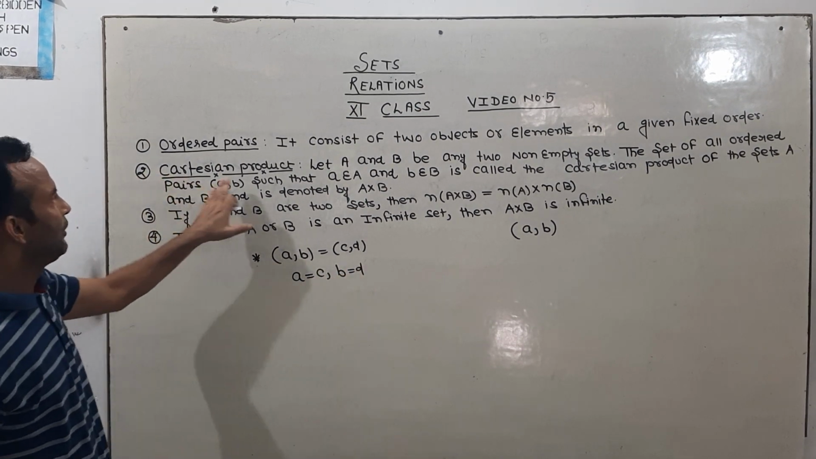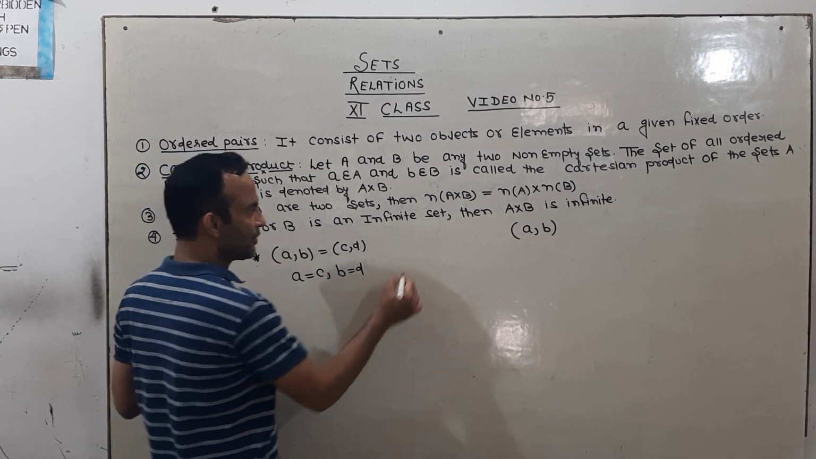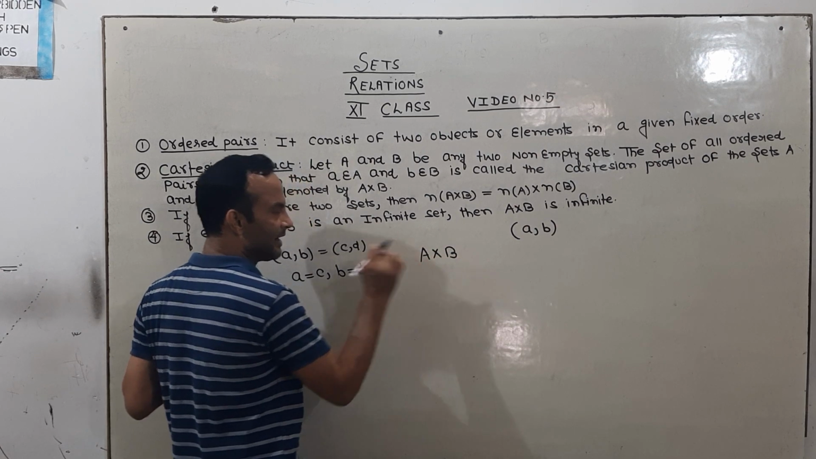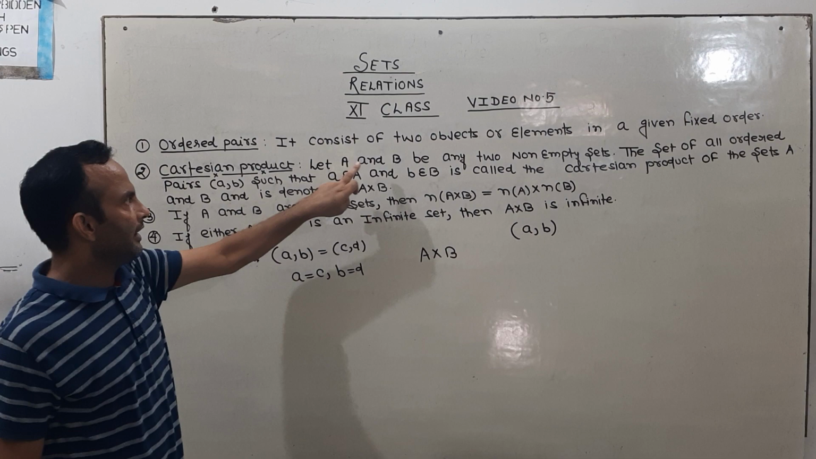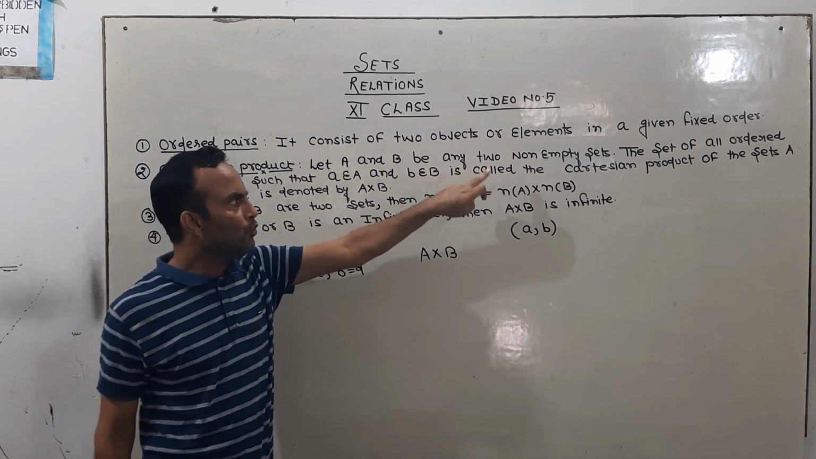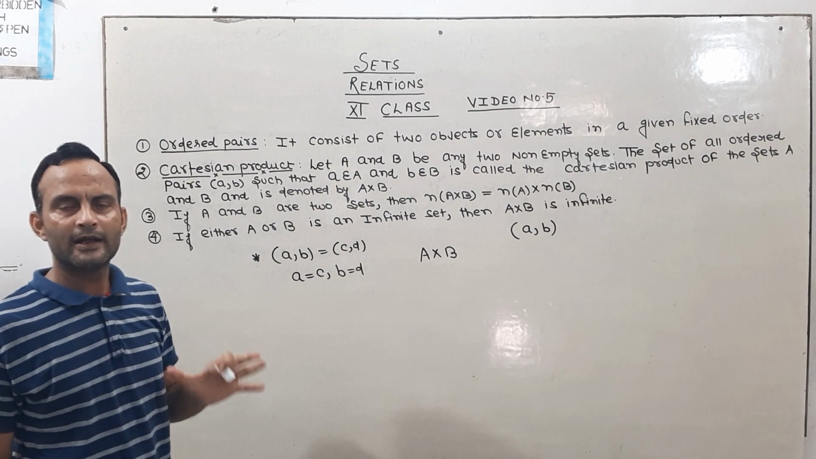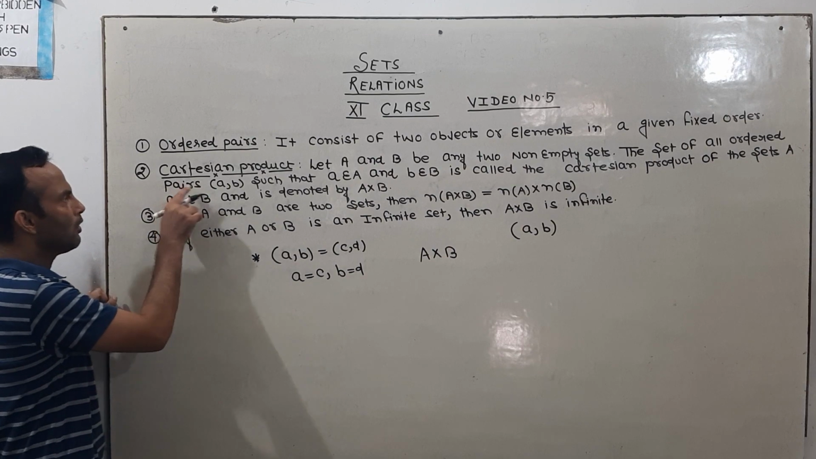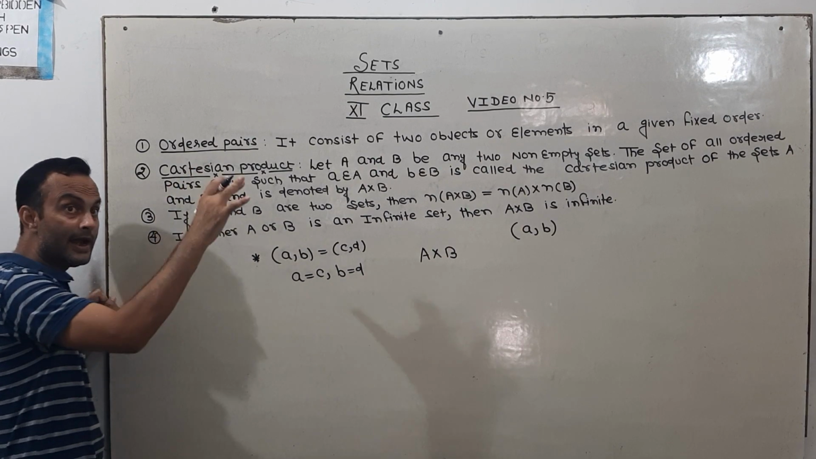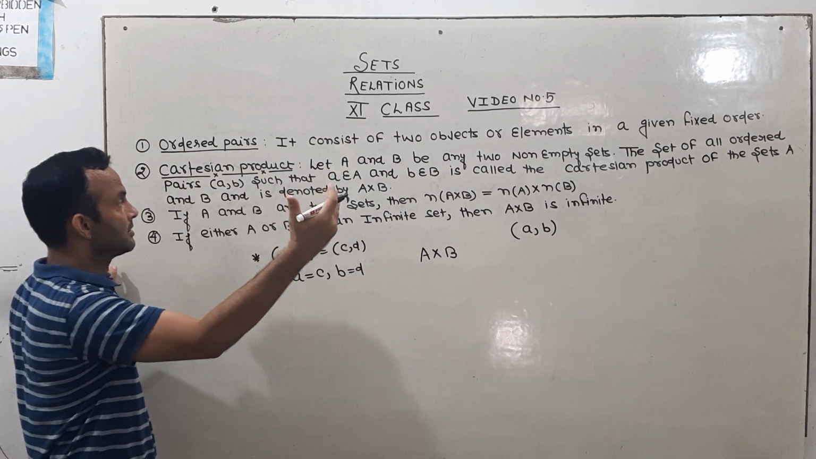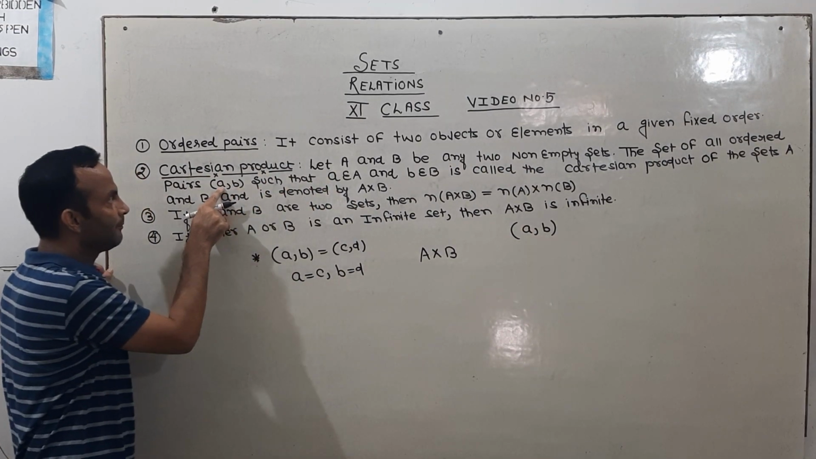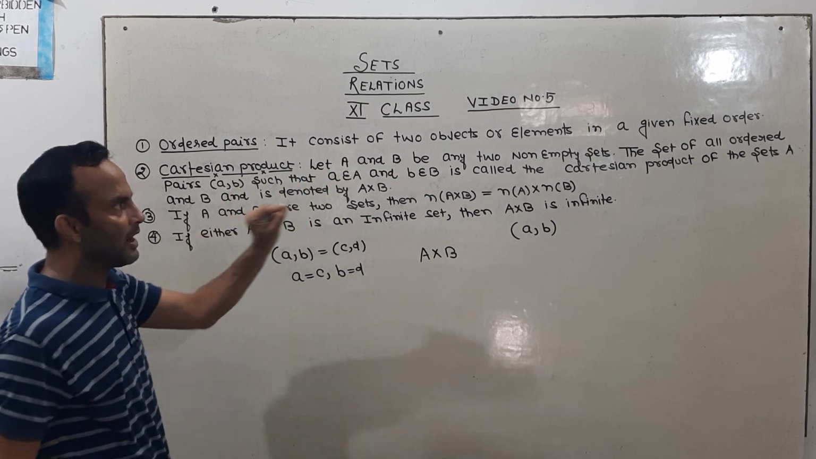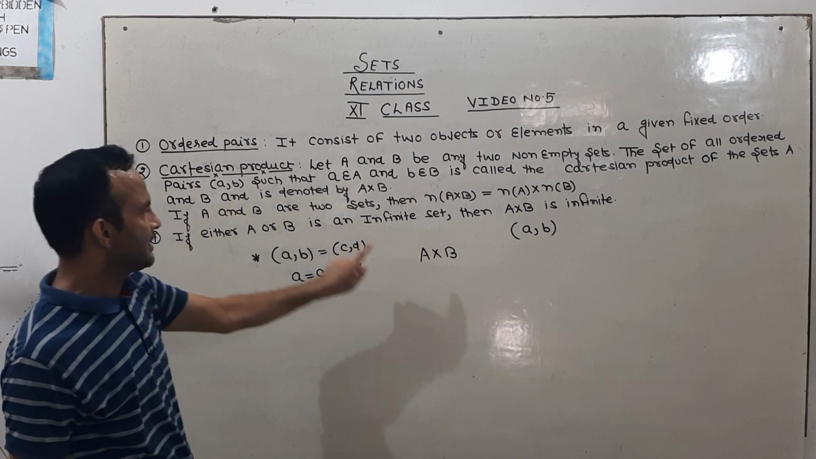Now try to understand the meaning of Cartesian product. My dear student, Cartesian product is denoted in this way. This is the Cartesian product between the set A and the set B. See here, let A and B be any two non-empty sets. The set of all ordered pairs (a, b) such that small a belongs to capital A and small b belongs to capital B is called the Cartesian product of the sets A and B and is denoted by A cross B.